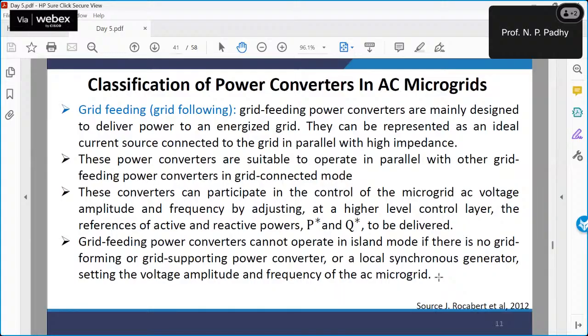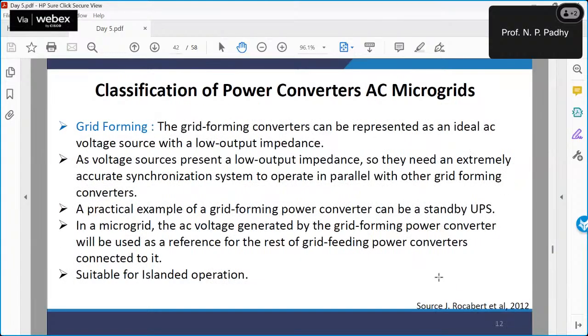AC microgrid. All right, so now we'll move slowly to grid forming. The grid forming converters can be represented as an ideal AC voltage source, because it's grid forming, okay? So we are considering it's a voltage source, its own.